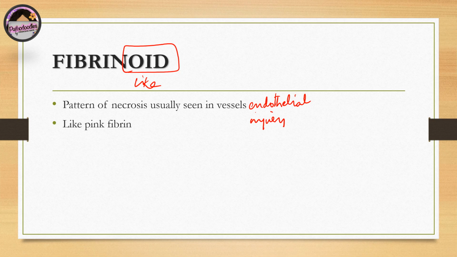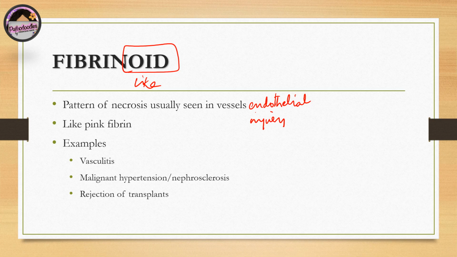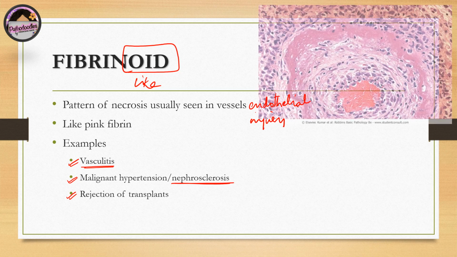What you see is deposition of plasma proteins and fibrin-rich material, which looks like a nice granular smudge around the blood vessels. The classic examples would be different types of vasculitis, ranging from small to large, malignant hypertension, which is also called malignant nephrosclerosis, and rejection of transplants, because endothelitis is a very classical finding in rejection of transplants.